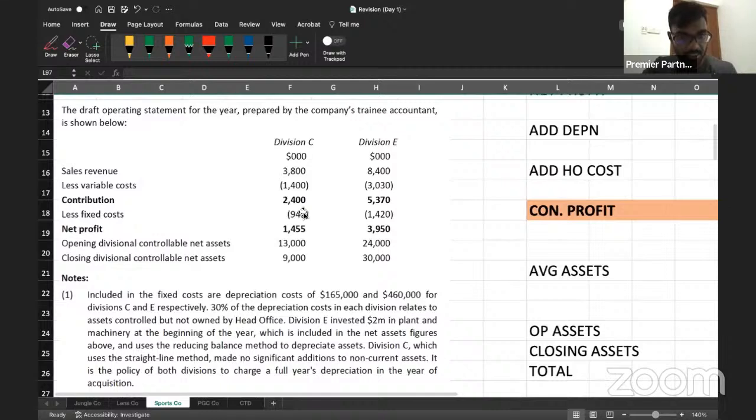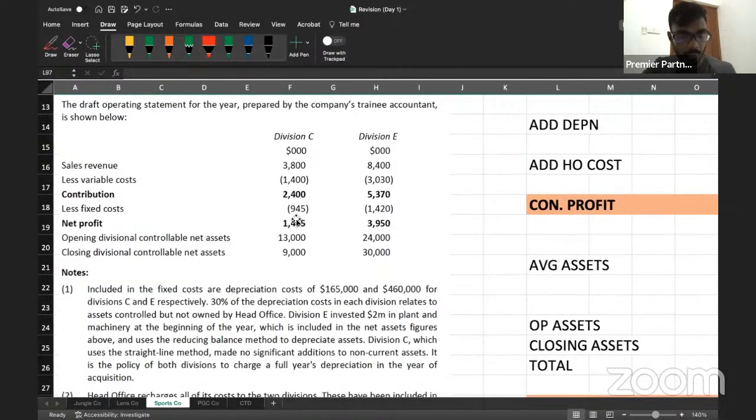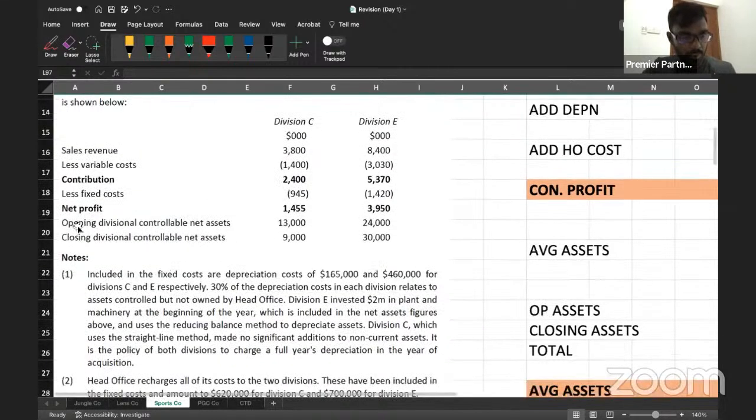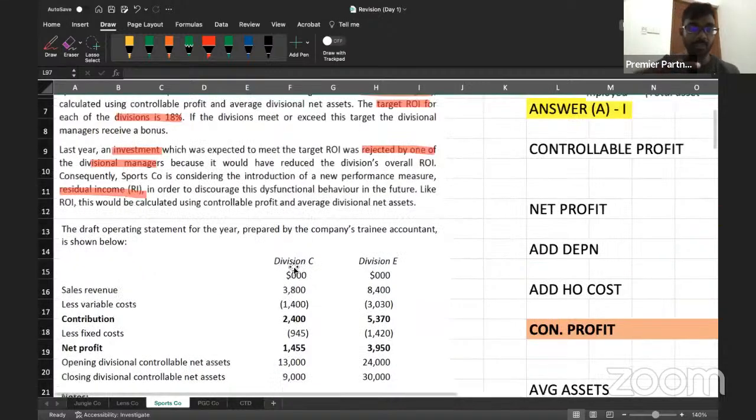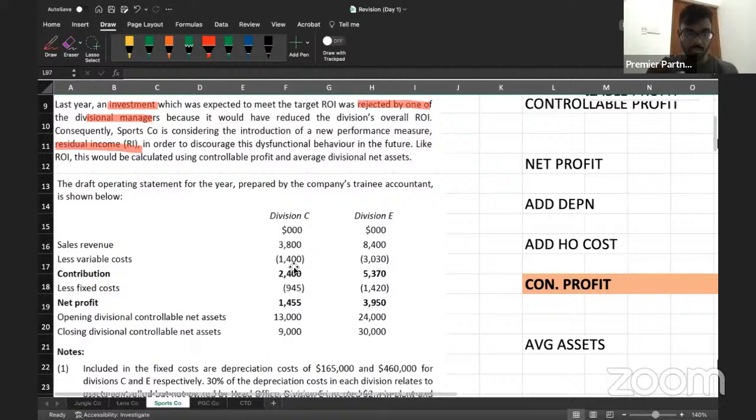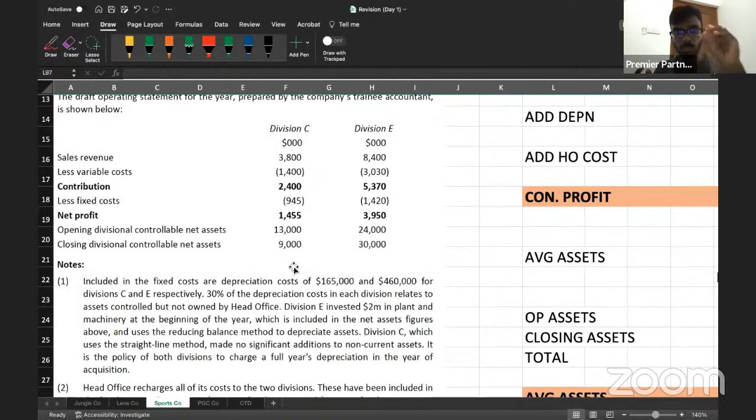So you have this table. Sales, contribution, opening divisional controllable assets, closing. So people, here they are giving you opening and closing, so you need to get the average, right? Please understand that. They're giving you opening, closing, add them up, divide by 2. That's your capital employed, right?